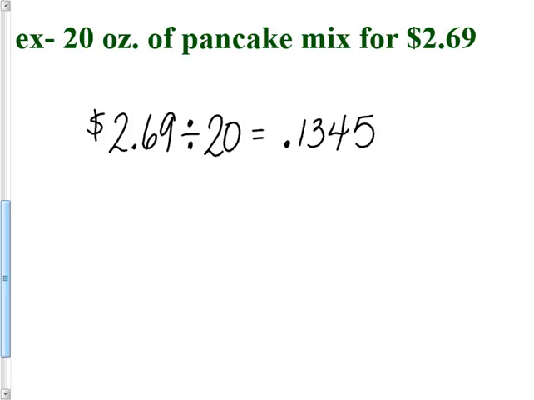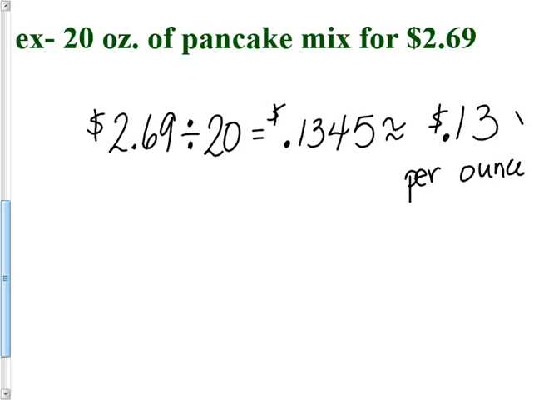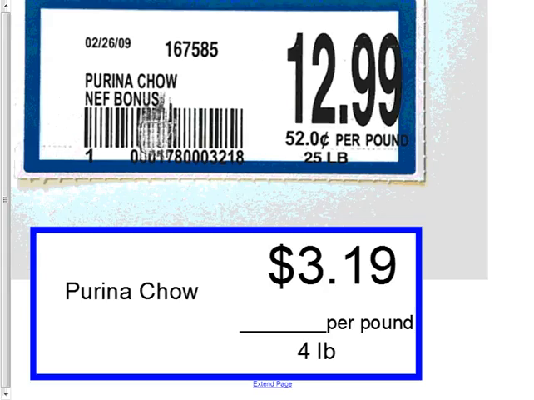Now, we don't normally write money with more than 2 places after the decimal, and we could go ahead and say that that rounds to 13 cents. Sometimes when we're comparing unit prices, though, we might actually need those extra couple places to be able to compare. So we could say this is 13 cents, and it's 13 cents per ounce. It's really important to use that per whatever the unit is, so we know how the item is measured. Let's look at a couple of other examples of unit pricing.